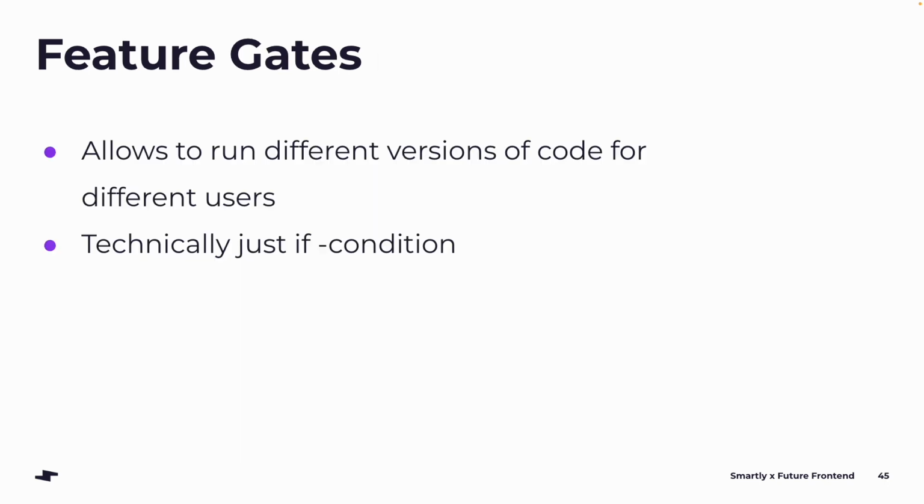And how we are hiding things from our customers is with the feature gates. So it's basically just an if clause. We have a list of features that the customer has, just strings, and then you can check if that customer has that string or not, and then do ifing based on that. So then we can run different versions of the code for our users.